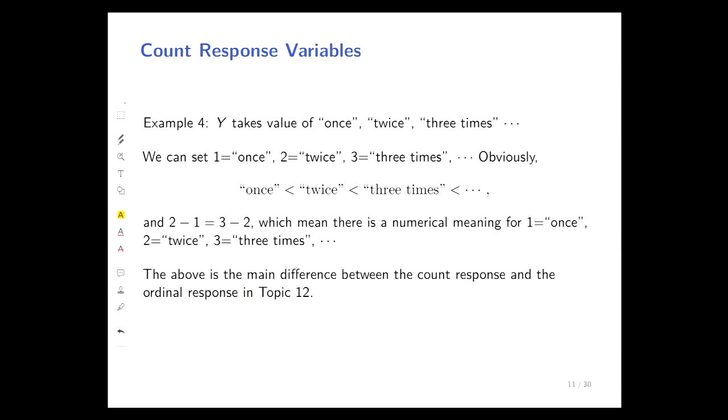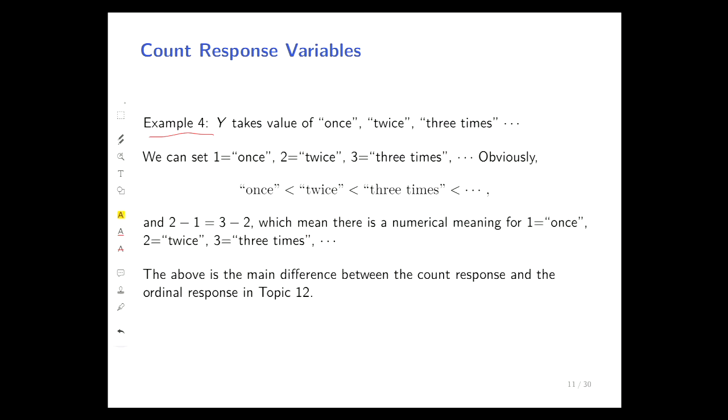To this end, we still need to talk about the difference between the count response and the ordinal response, if you still remember the ordinal response. For the count response, I use this example 4. If you still remember the previous lecture for the multi-category response, we have example 1, which is the binary response, example 2, which is the nominal response, and example 3, which is the ordinal response. So here we have the count response.